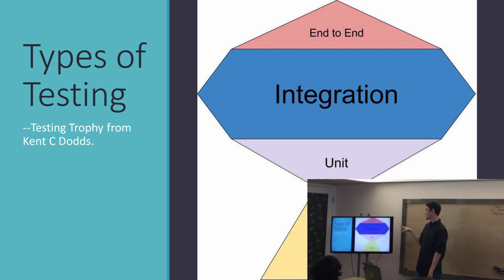This is the testing trophy, also from Pinchy Dog's blog. And I've also seen testing pyramids where it has kind of the same sort of idea, where at the bottom you have unit tests or static testing, and then as you go up the pyramid, things both get more expensive and cost more time to maintain or run, etc.